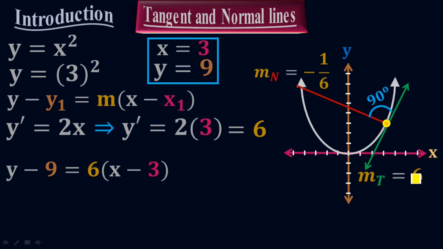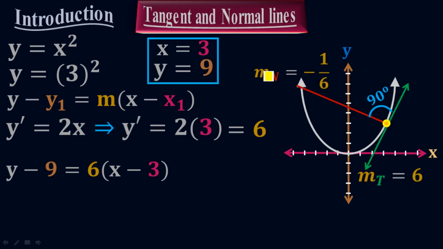Like here, it is positive 6. Take its reciprocal, it will be 1/6 with the negative sign. In case it is 1/6, the reciprocal of 1/6 will be 6, but negative 6. If it is negative 1/6, the reciprocal of negative 1/6 will be positive 6. Two things you have to do for the normal line. First, take its reciprocal and then change its sign. If it is positive, put negative. If it is negative, put positive.